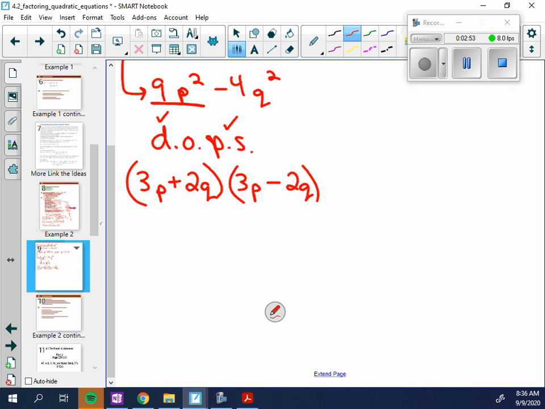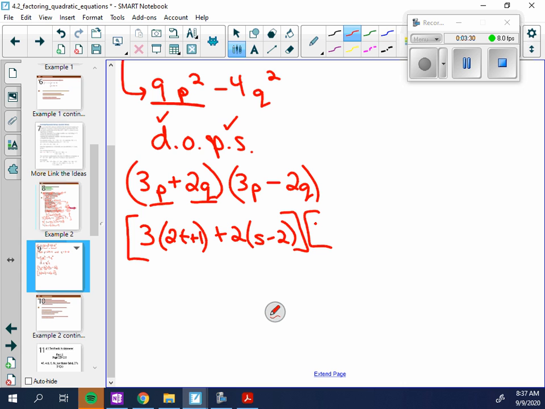Okay, I'm not done the question yet though, because I do have to substitute back in the values that I had there. Okay, so the values I had, again, I'm going to go with some square brackets. It'll be 3 times by, and my p was 2t plus 1. And then I'm going to have, so that's this first piece, now this second piece, plus 2 times by q, and my q was an s minus 2. Okay, see if you can get the second bracket on your own if you're one of these people that's copying it down right now, and I'll just do mine silently here.